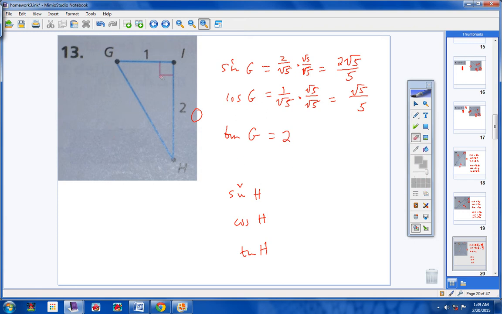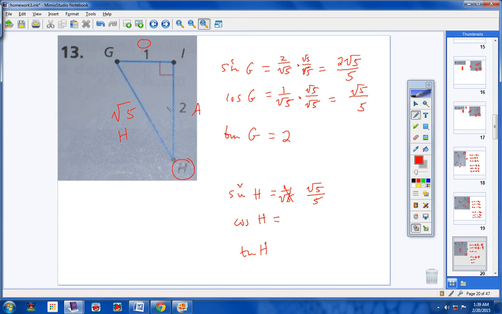Now, let's go ahead and go look at angle H. Angle H here. And here we go. This is H. Go straight across. This is opposite. This is hypotenuse. And this would be adjacent. Okay? So sine of H would be opposite over hypotenuse. 1 over square root of 5. And look up here, students. We already rationalized 1 over square root of 5. We got square root of 5 over 5. So I'm not going to rationalize it again.